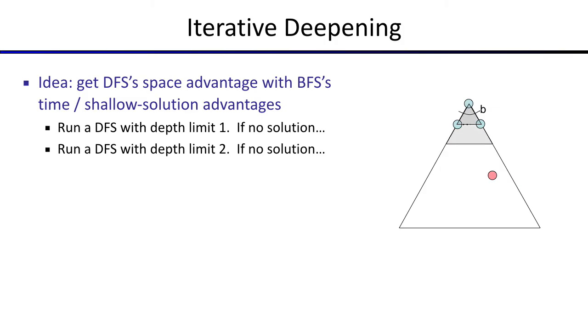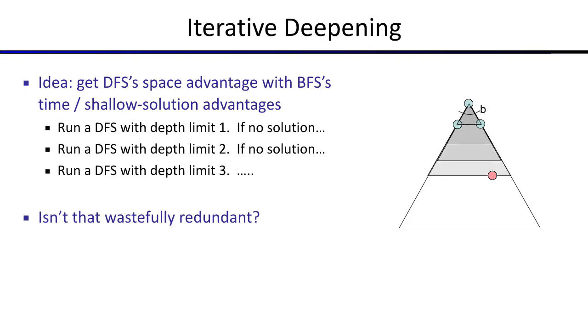If there's no solution, do it with a depth limit of 3. And we keep expanding our search horizon like this, running depth first searches. So isn't that wastefully redundant? Maybe that's your question, because we're searching the same nodes over and over and over again.